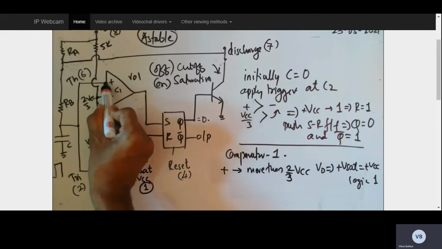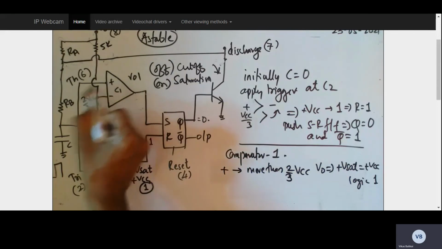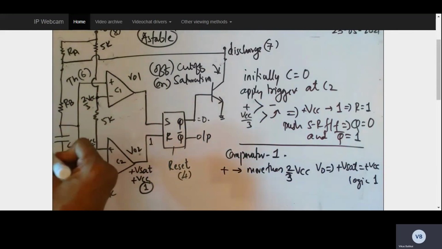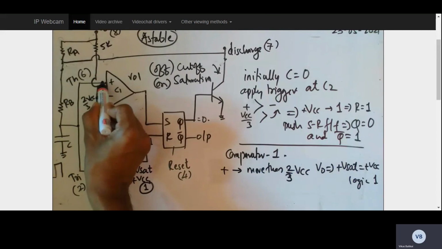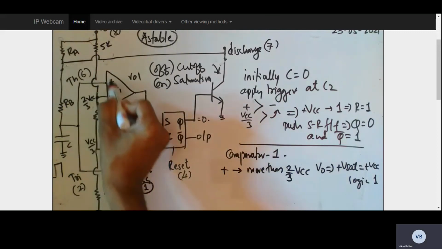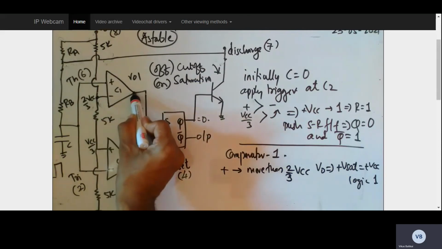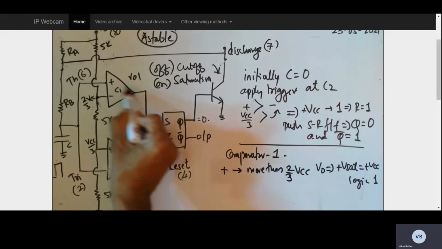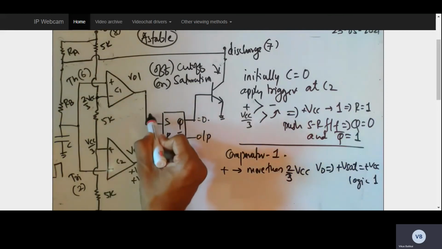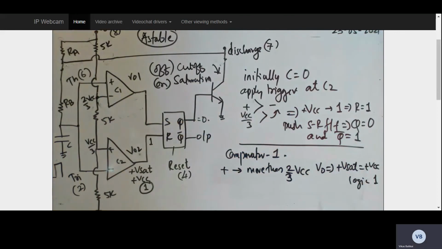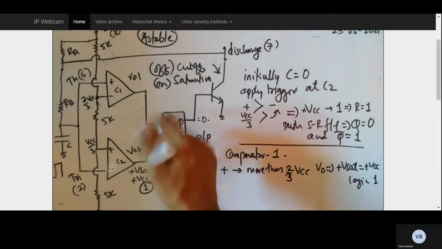So this particular node will be more than 2 by 3 VCC, because the capacitor won't be sitting idle for a longer duration of time. It keeps on charging until it is completely charged. As soon as this voltage reaches more than 2 by 3 VCC, the comparison begins. In the comparator, the positive terminal is at a higher potential than the negative terminal, and as a result the output will be held at positive VSAT, that is plus VCC, and because of that the output will be logic 1. So this logic 1 will ensure that the S value will now be 1.